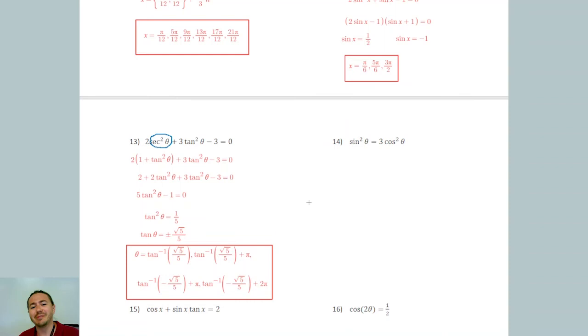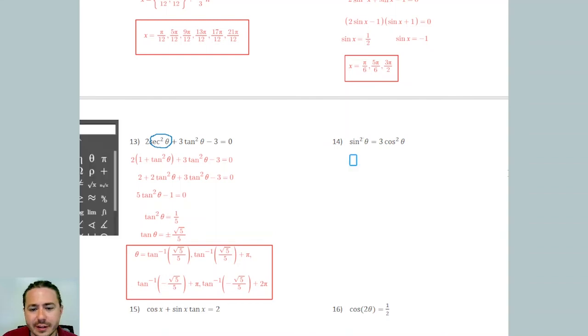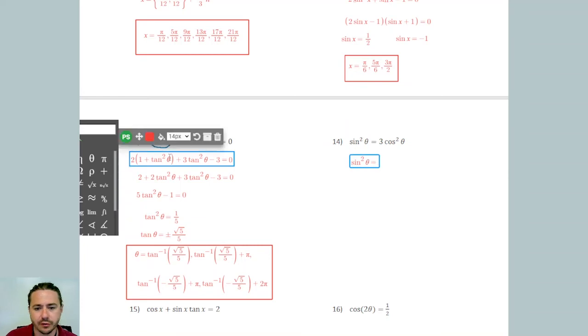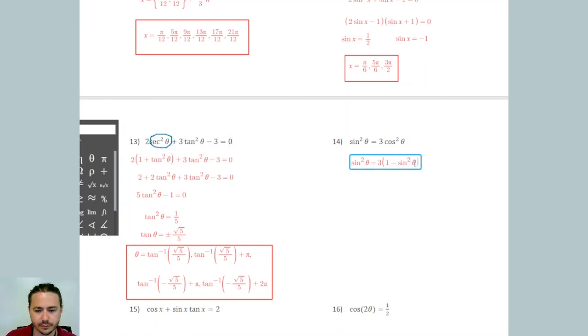Well, both of these are squared, so we could do a direct application of the Pythagorean identity here. So we could rewrite, for instance, cosine squared as 1 minus sine squared. So let's start with that. So sine squared theta equals 3 times 1 minus sine squared theta. And then we are going to distribute the 3. So far, so good. Nothing too crazy like the last one.